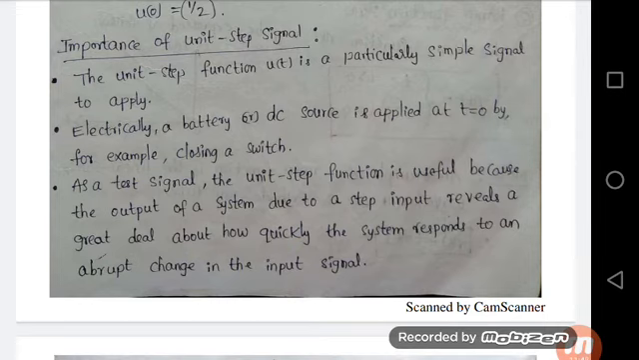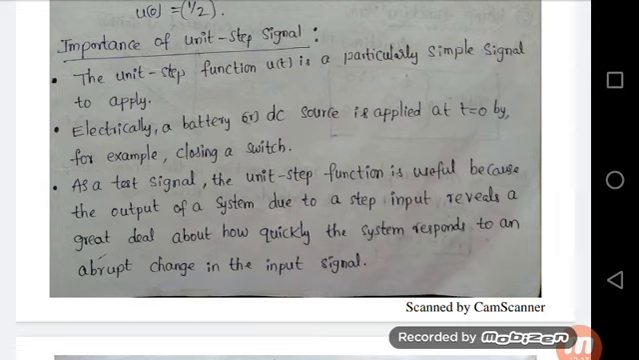Next is the importance of the unit step signal. The unit step function u of t is a particularly simple signal to apply electrically. A battery or DC source is applied at t equal to 0, for example, closing a switch.